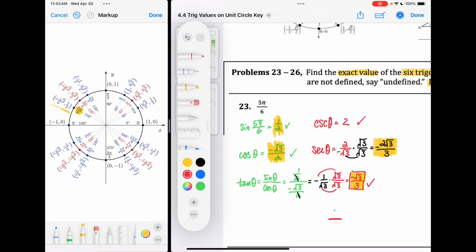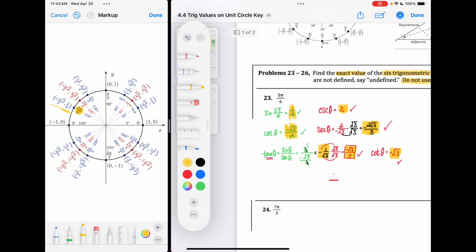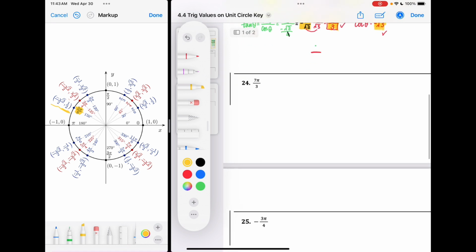What happened to my cotangent? Remember, the cotangent is the reciprocal, which means I'm going to flip the tangent. Originally, I got this answer. It was correct, but not perfect. So can I flip this one? Why not? Yes. When you flip negative 1 over square root 3 upside down, that becomes negative square root 3, and that is perfect. And that's it. So we have a total of 6 trig functions, 6 trig ratios.